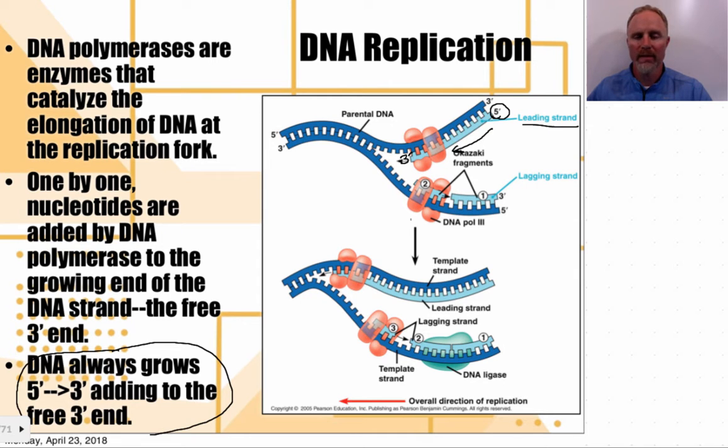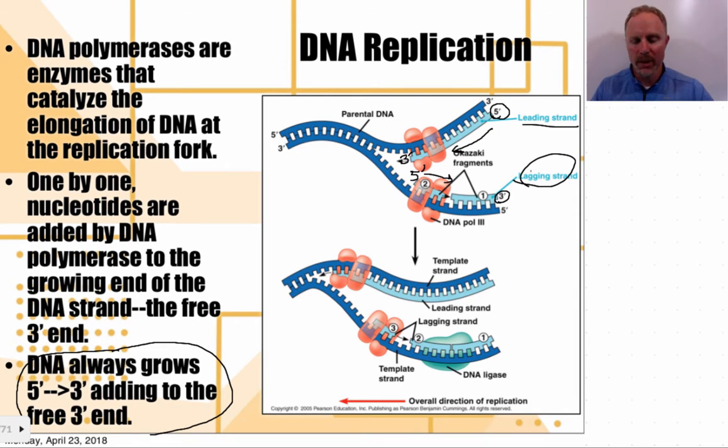Okay, and then this is discontinuous. This is the lagging strand, and we'll talk about this in a minute. But again, this is the 3' end, so down here, this would be 5'. So we're going to actually grow in this direction right here. We're going to concentrate on those.